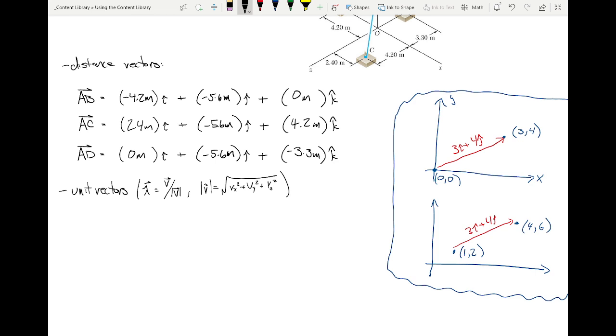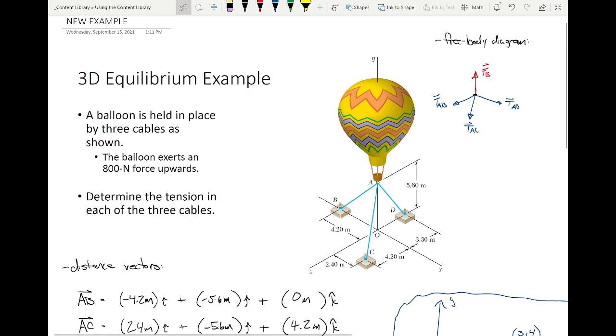Before we get too far ahead of it, why wouldn't we need a distance vector for the FB? That is a great question. The question was, why don't we need a distance vector for FB? Here's why. What direction is FB going? Up. Along what axis? The y-axis. So tell me what the vector FB is. 800J. That's it, right?